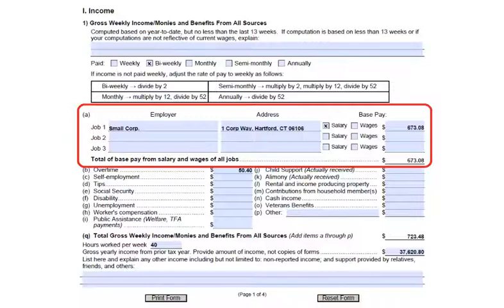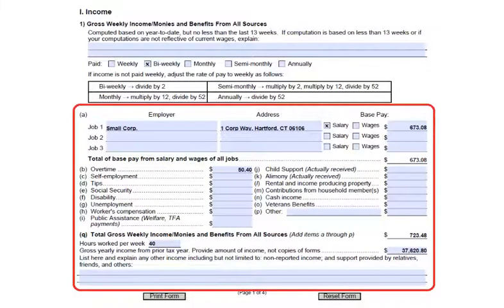Wages are payments paid by the employer for work done, usually defined as a set amount of payment for each hour worked. If you have more than one job, enter the names and addresses of your other employers and your weekly base salary or wage on the lines labeled Job Number 2 and Job Number 3. Total up all weekly base pays from all jobs. Enter this total on the line Total Base Pay from Salary and Wages of All Jobs, or allow the automated form to populate the line for you.